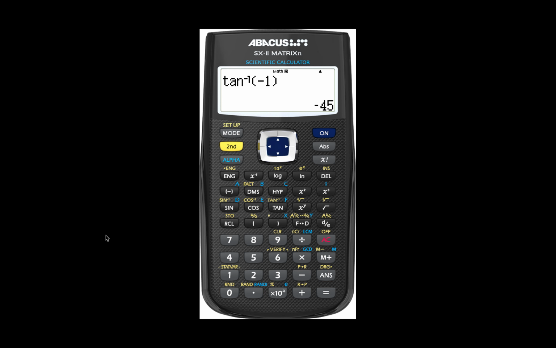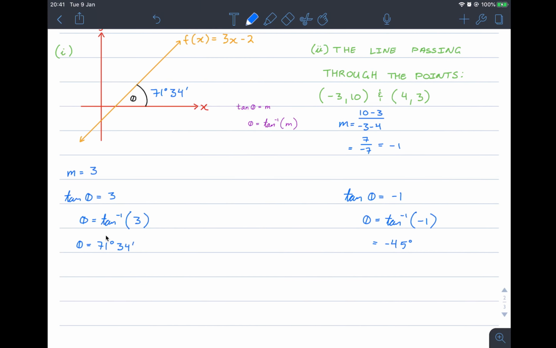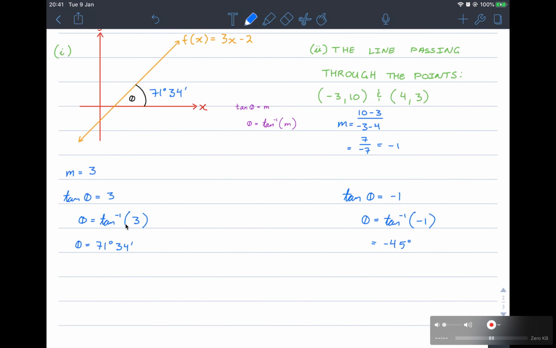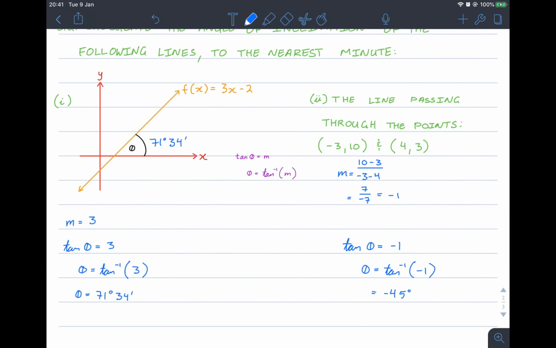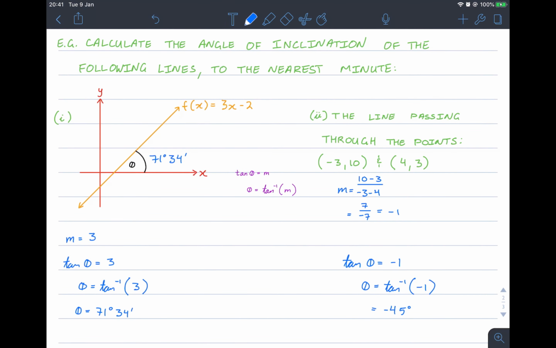Fortunately, this time it's given us a straight answer. Sorry, -45 degrees. Fortunately for us this time, it's given to us as a straight answer like so. But I hope you've seen the insight into calculating the angle of inclination using tangent and the gradient.